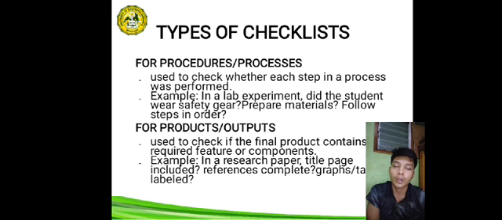So, how does a product checklist ensure quality? In here, a product checklist ensures quality by providing a detailed list of specific criteria or standards that the product must meet. This helps to systematically verify that all essential features, specifications, and quality requirements are met.